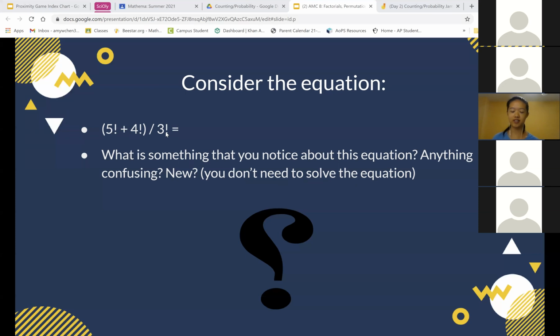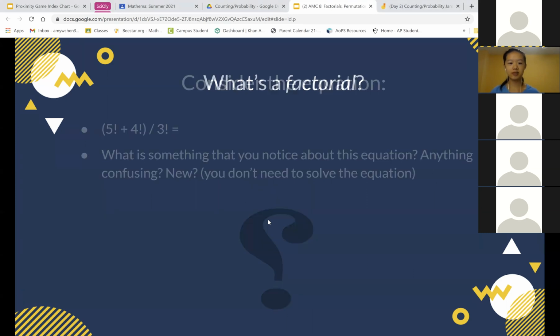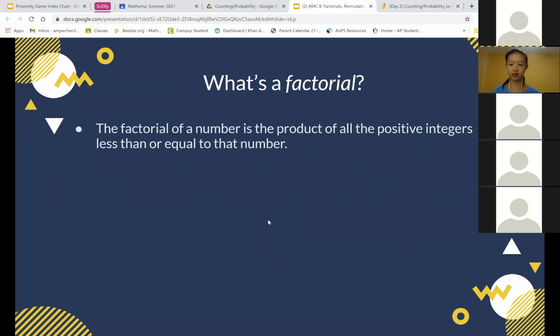Yeah, great job. Nice, good job that you already know what a factorial is. So these exclamation points are called a factorial. The factorial is an operation. So just like the addition sign is an operation that tells you to add two numbers together, the factorial tells you to do something to the number that it comes after. And the factorial is equal to the product of all the positive integers that are less than or equal to that number.